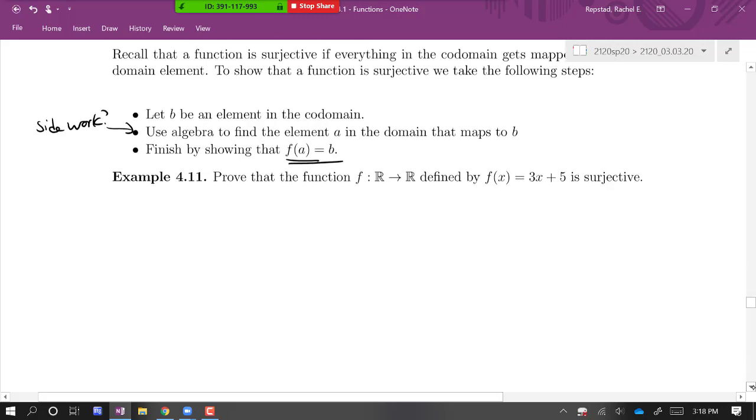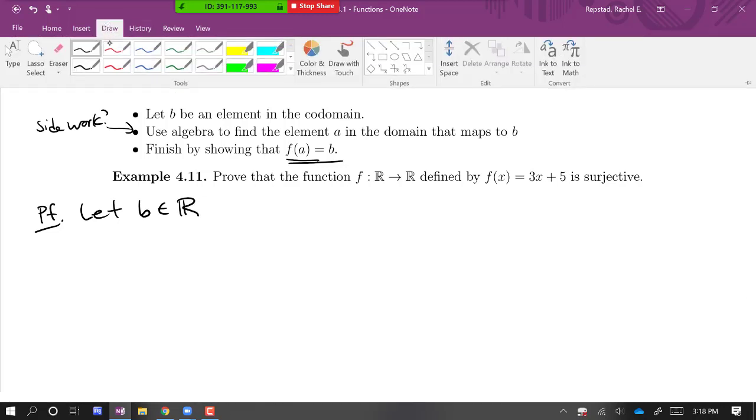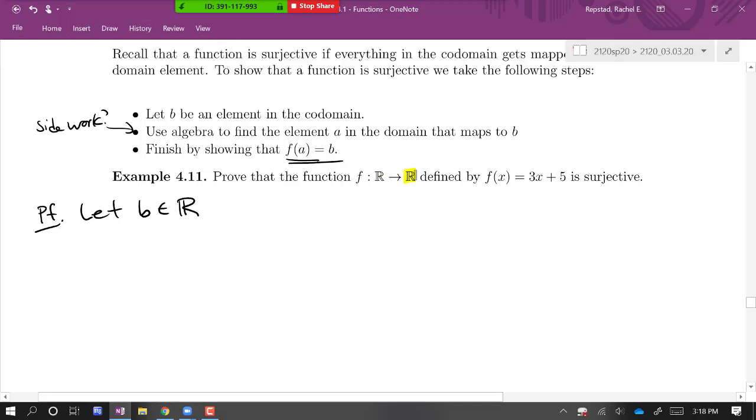So we're going to work with the same function, 3x plus 5, and show that it's surjective. Again, we said it's not so surprising that the linear functions are injective. It's also not that surprising that they're surjective, right? It's a line, so no matter what y coordinate I pick, eventually I can find an x coordinate that will get me there. So we're going to let B be a real number, and I'm letting B be a real number because that's the codomain.